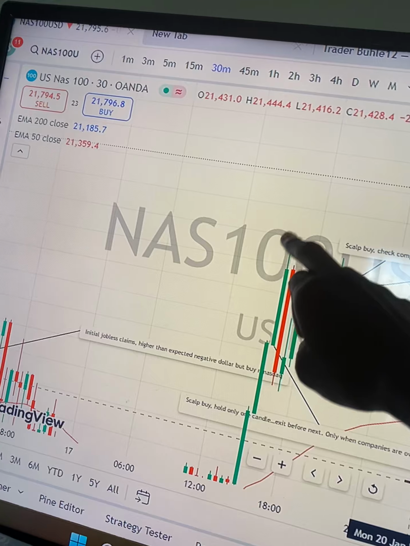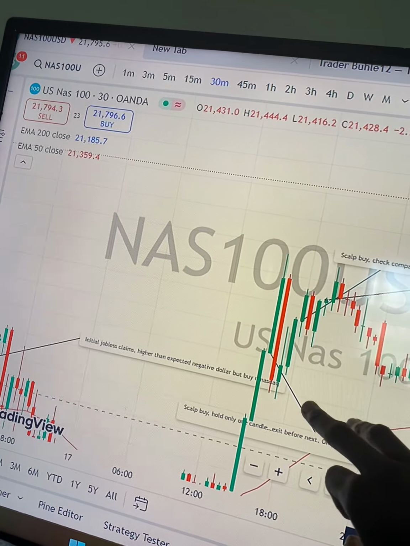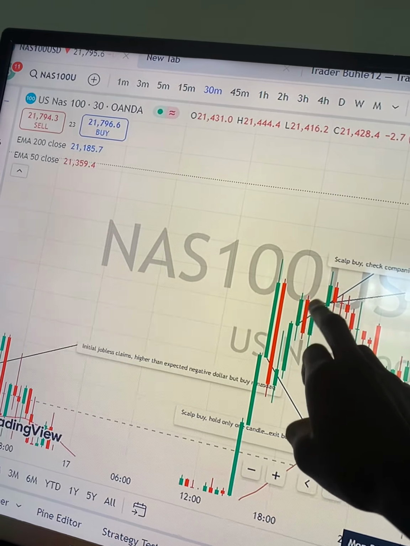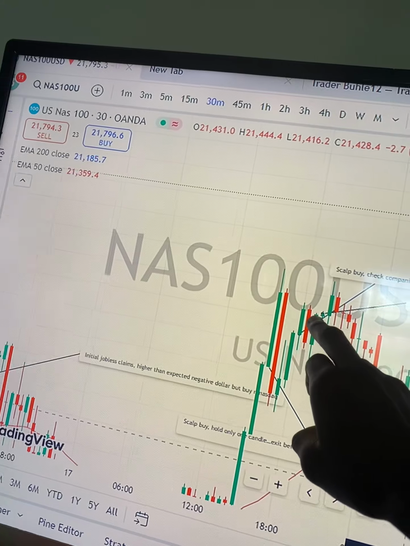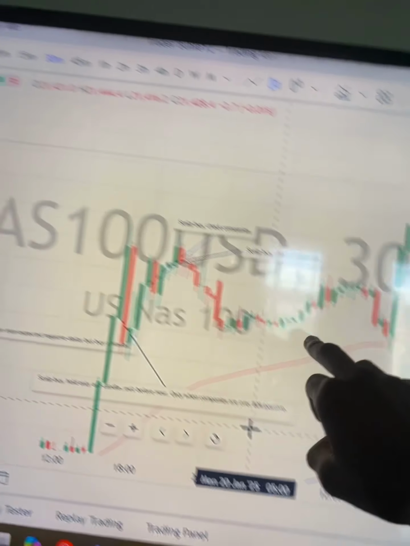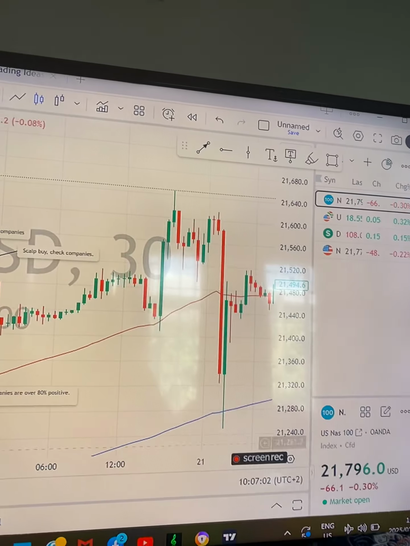Three, you hold only this candlestick and you're out. See, 1, 2, 3, hold only that candlestick, exit before this one. See, it kept doing this, it kept doing this.